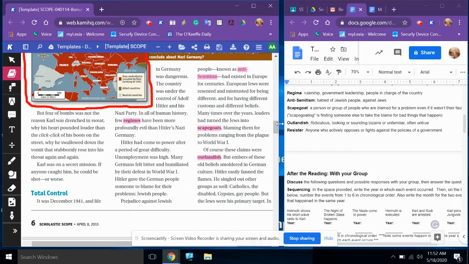Total control. It was December 1941, and life in Germany was dangerous. The country was under the control of Adolf Hitler and his Nazi party. In all of human history, few regimes have been more profoundly evil than Hitler's Nazi Germany.